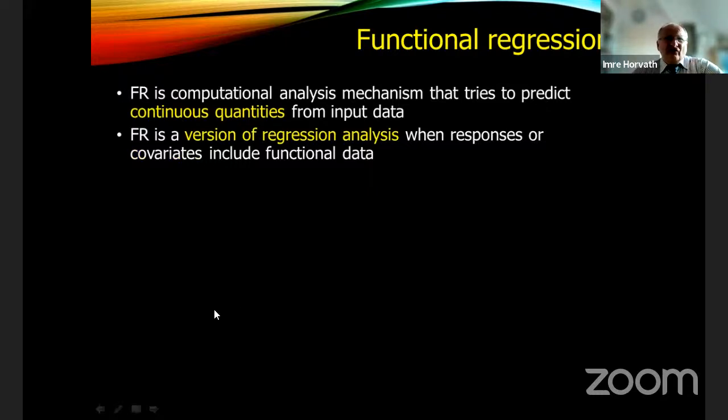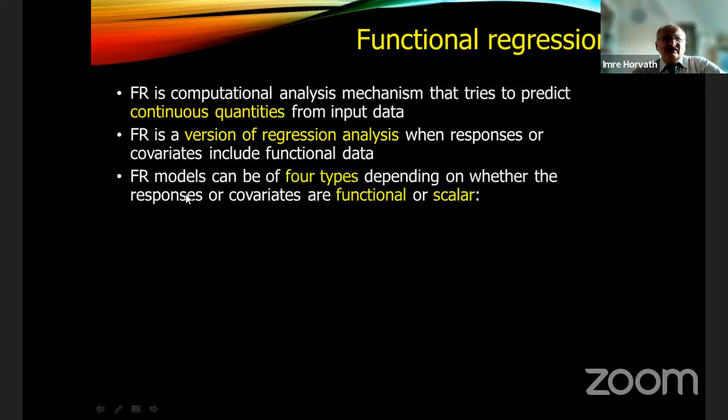Functional regression is a version of regression analysis when responses or covariates include functional data. Functional regression models can be of four types depending on whether the responses or covariates are functional or scalar. So this is actually about being a function or being scalar. In a kind of compositional way, this provides the four different types.